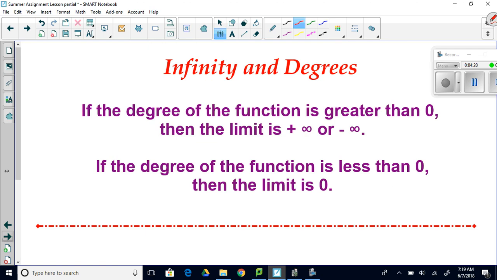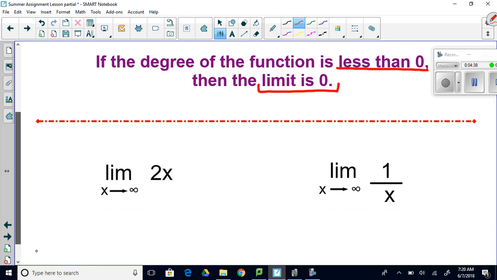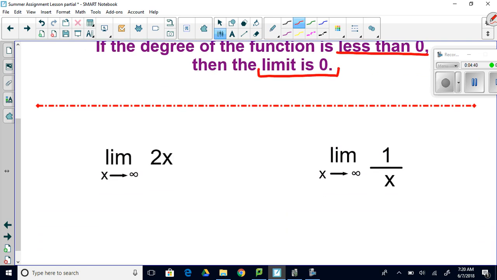So let's refresh our memory about some different things. If the degree of the function is greater than 0, then the limit is positive infinity or negative infinity. If the degree of the function is less than 0, then the limit is 0. So let's look at what that means. So if we look at this, the exponent is 1, which is greater than 0. So since this number right here is greater than 0, we know it's going to be infinity or negative infinity. So let's figure out which one it's going to be.